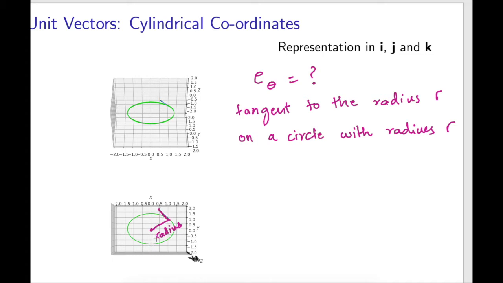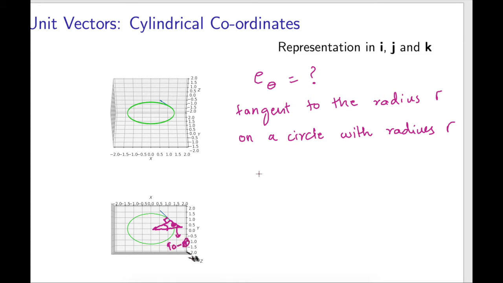Now if I remove this, we are interested in the angle it makes. Again we see that this is 90 degrees. So this means that if this is theta, and I bring it here, then this angle will be 90 minus theta.